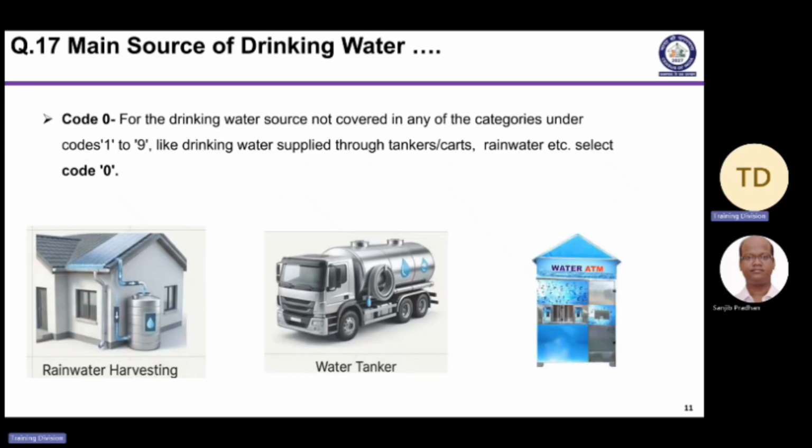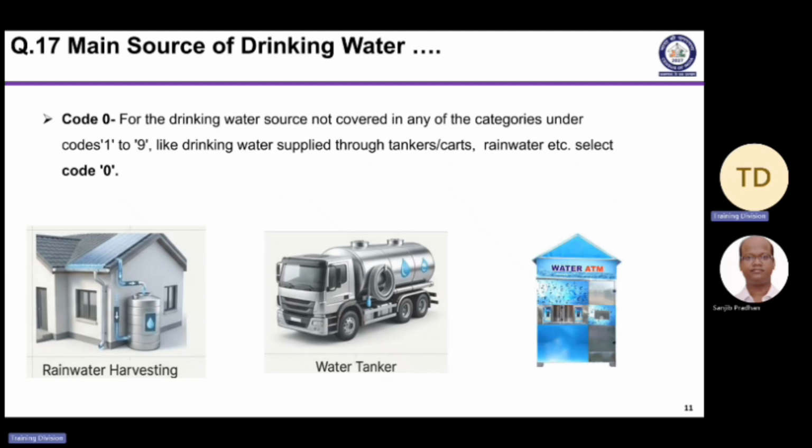Now code 0. If we cannot code the source of their drinking water in any of these codes, then code 0 comes. Other sources. We have some examples for that. Rainwater harvesting: if a household is using rainwater harvesting as the main source of drinking water, code 0 will come, because it won't fit in any of the other codes we have.